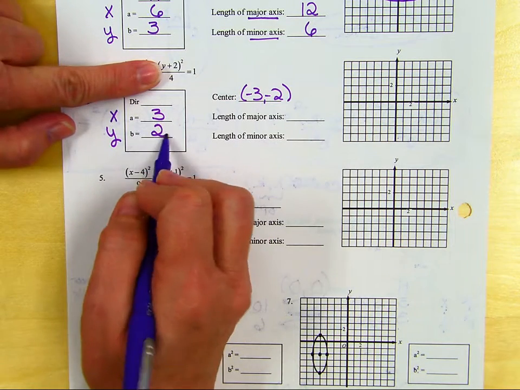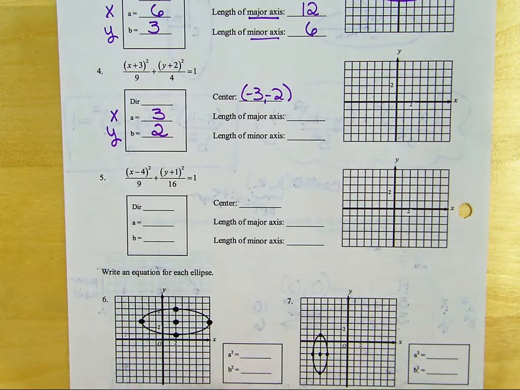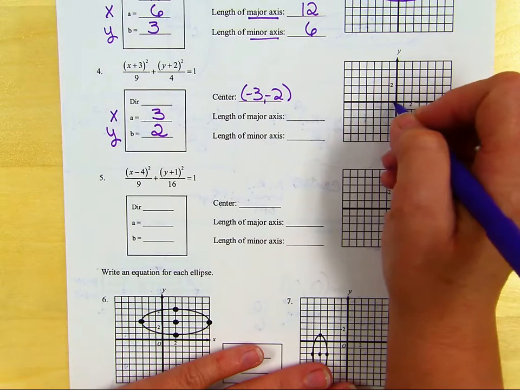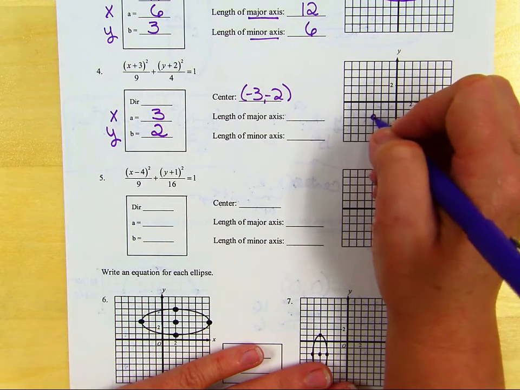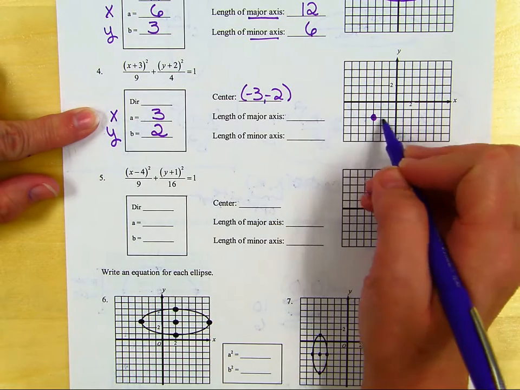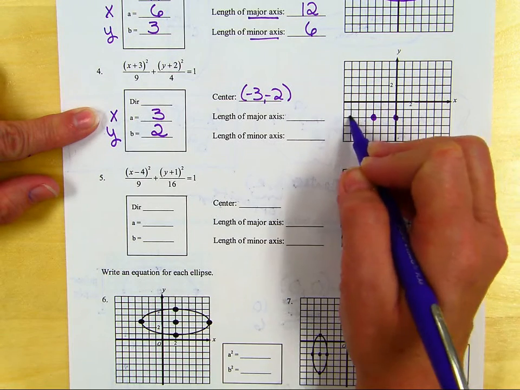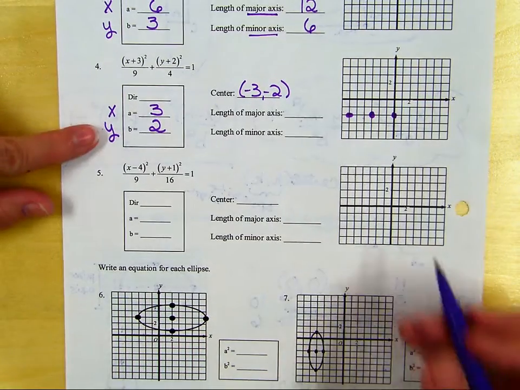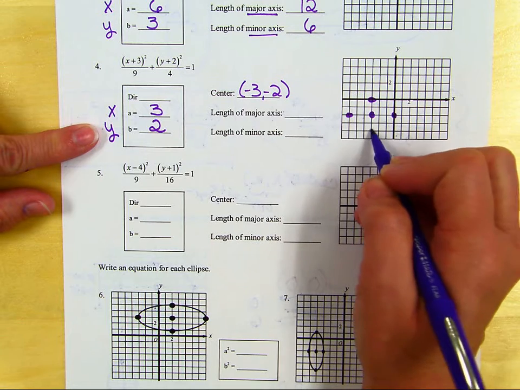So let's look at how we would have done this using the rule. Center, negative 3, negative 2. I'm going to go ahead and take H. In the x direction, the radius is 3: 1, 2, 3, negative 4, 1, 2, 3. In the y direction, the radius is 2: 1, 2. So based on the rule, that's my ellipse.